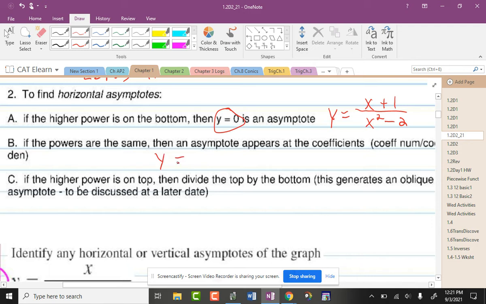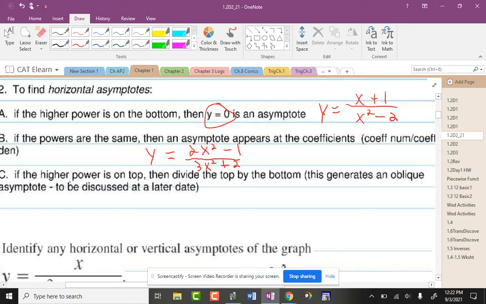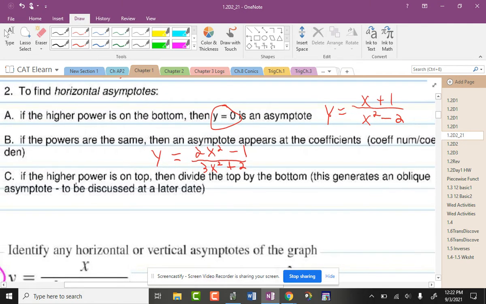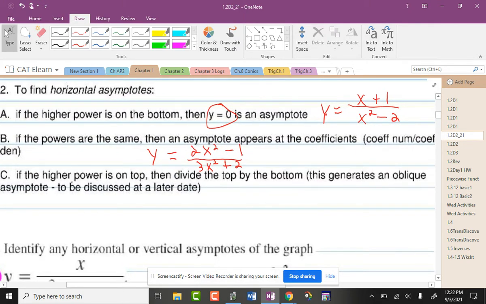The second one, I guess we'll have an example like this later, but I'll just make this pretty straightforward. And I'm trying to make them where they don't factor. Just don't worry about factoring now. Just analyze the numerator and denominator's degree. So look at letter B. If the powers are the same, then an asymptote appears at the coefficients, and that's kind of worded poorly, I guess: coefficient of the numerator over coefficient of the denominator.